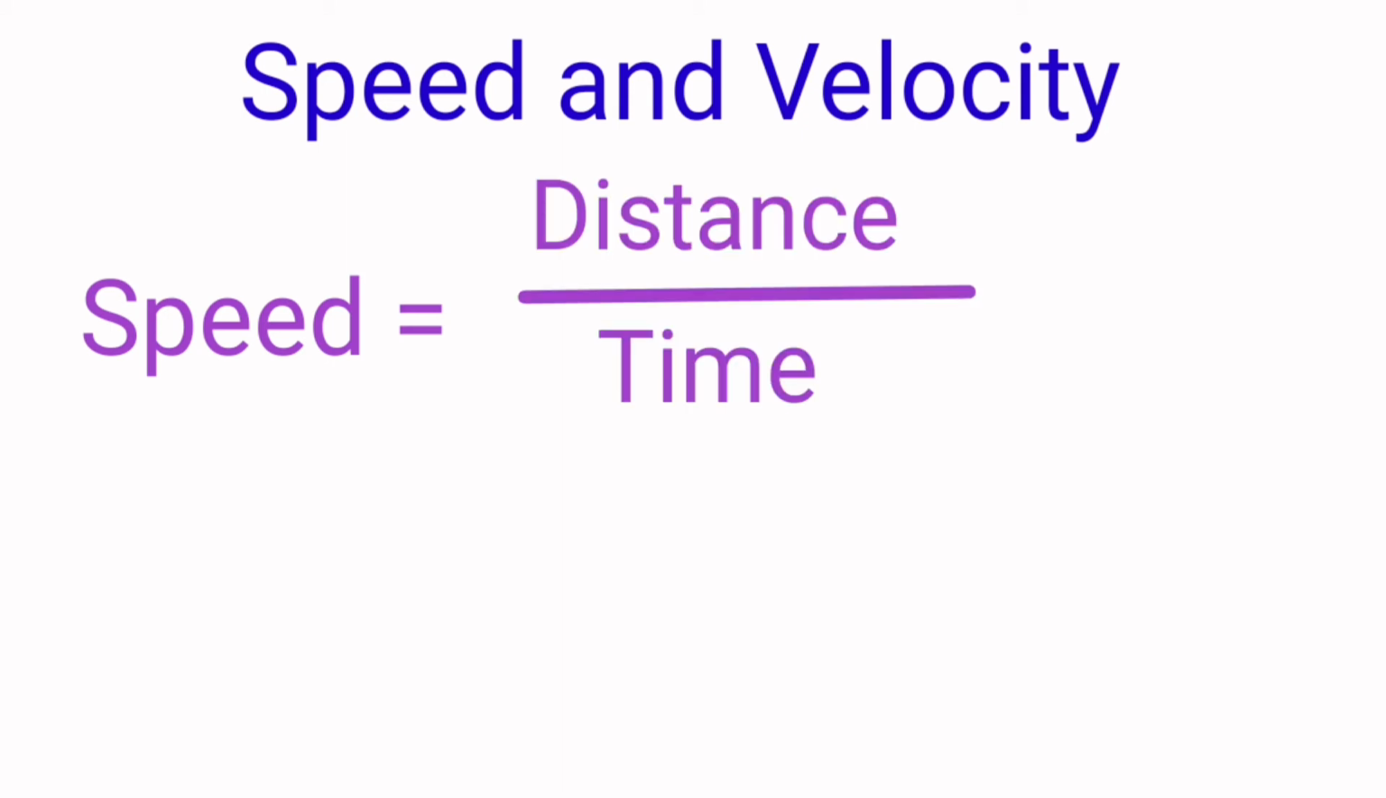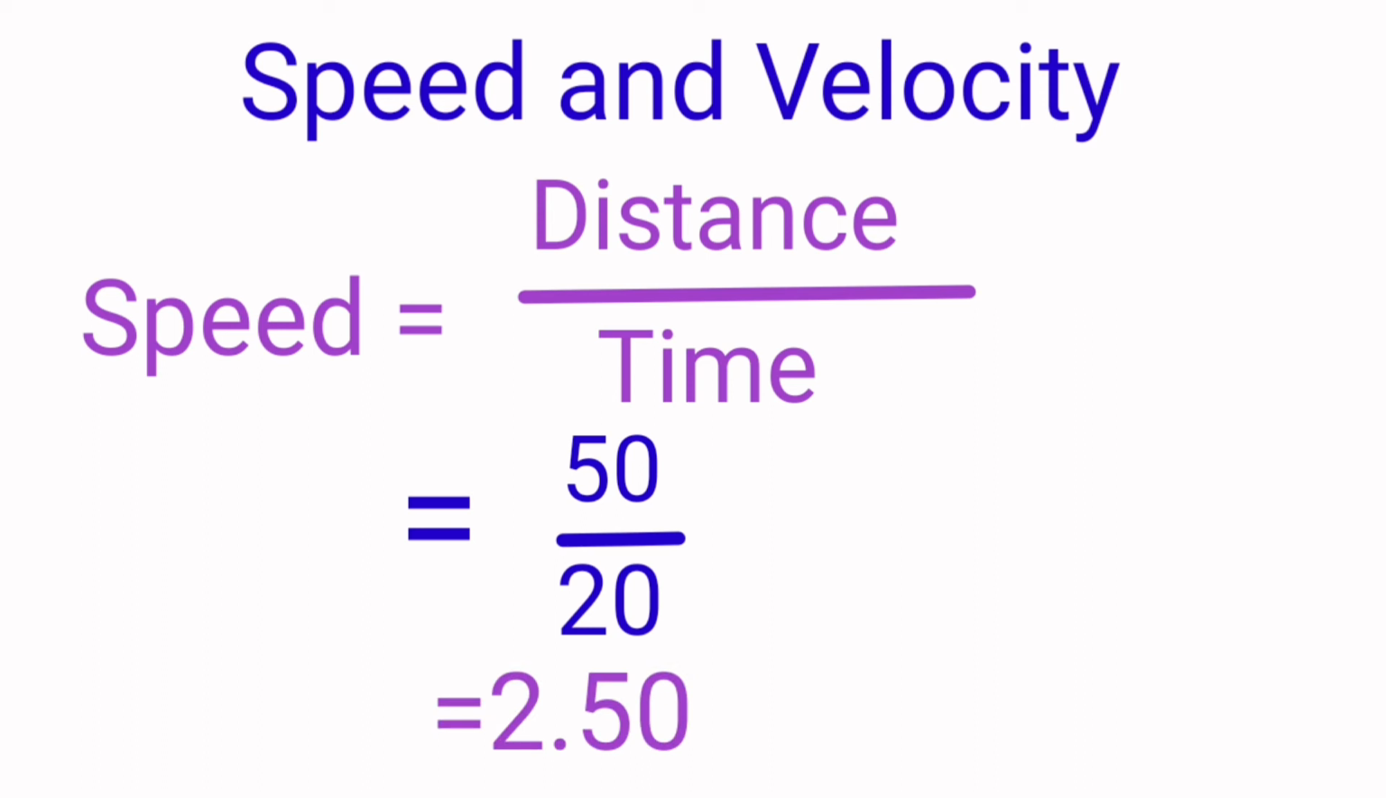Let us see speed and velocity. Speed is defined as the rate of change of distance. Rate of change of distance means distance divided by time. Hence, we can write speed equal to distance upon time. For the school, you cover a distance equal to 30 plus 20 equal to 50 meter and let us consider it takes 20 minutes.